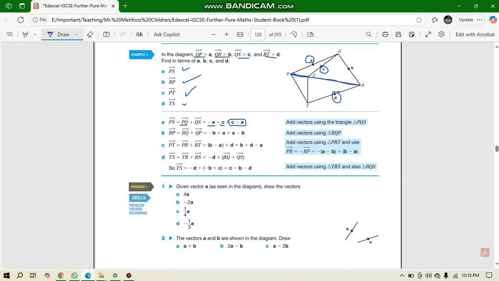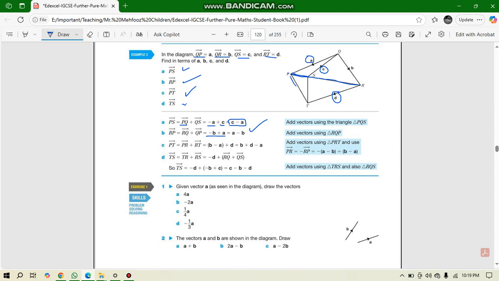Okay, so that is RQ plus QP. So what is RQ? That is opposite to QR, so it is minus B, and also QP is equal to A. So we write minus B plus A, that is equal to A minus B.